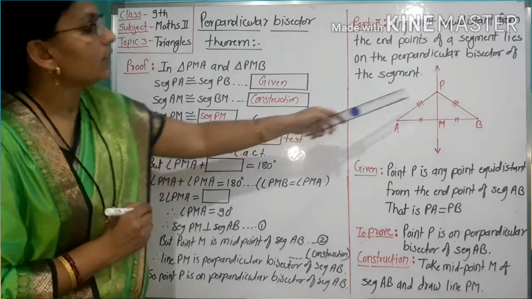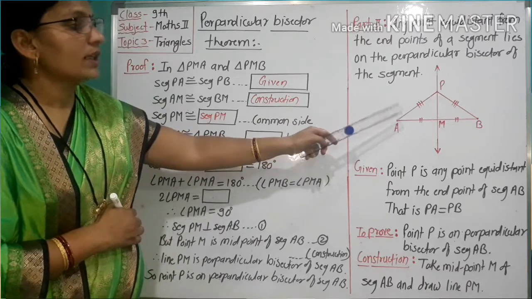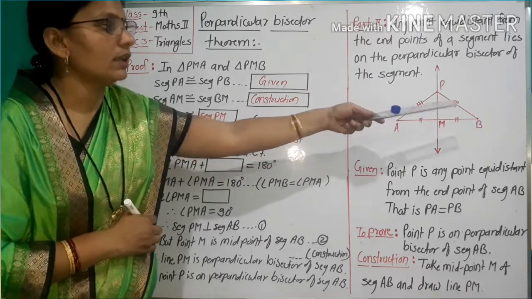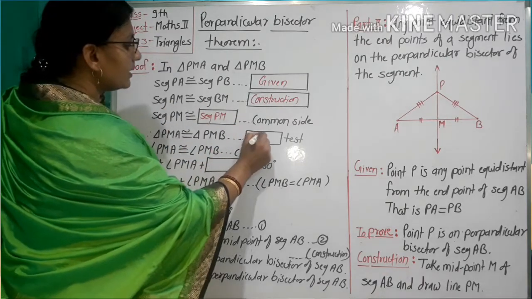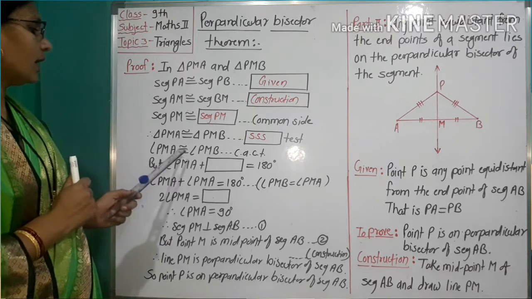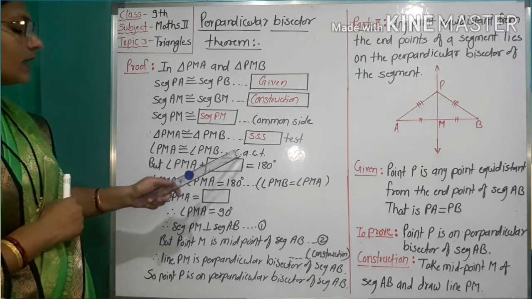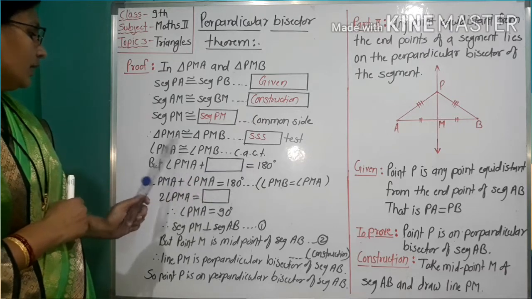So here, 1, 2, 3: three sides of one triangle are congruent to the corresponding three sides of another triangle. Therefore these two triangles are congruent by the SSS test. Angle PMA is congruent to angle PMB. Reason: corresponding angles of congruent triangles.